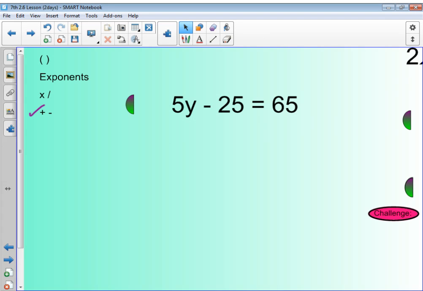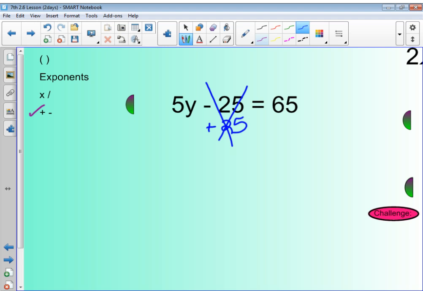Okay, so we have 5y minus 25 equals 65. We're always going to start with doing the adding and subtracting first, because normally that would be the last thing we do, and we're working opposite to get y by itself. So right now I have minus 25, plus 25. It's gone, but I have to do plus 25 on the right side.